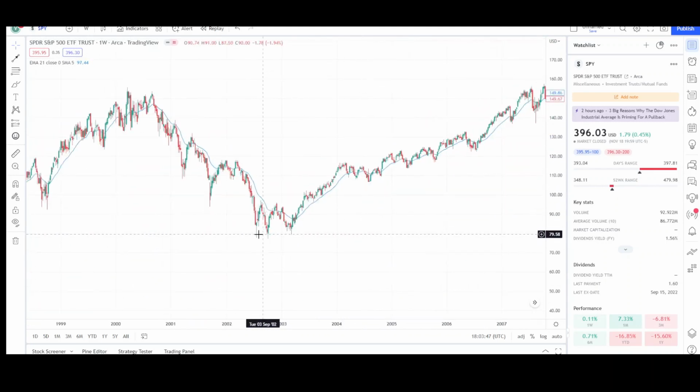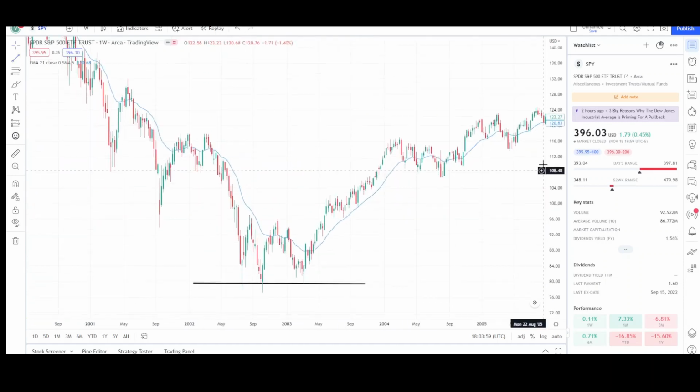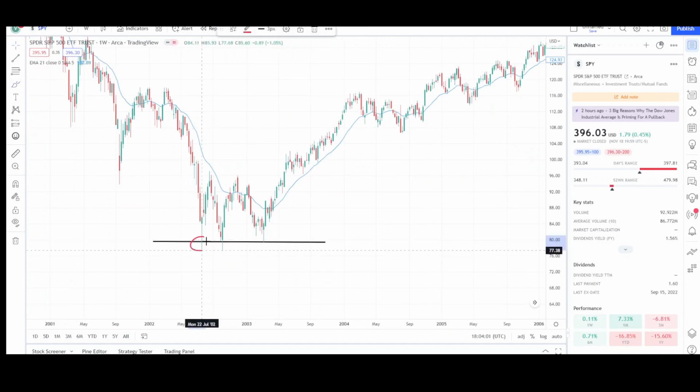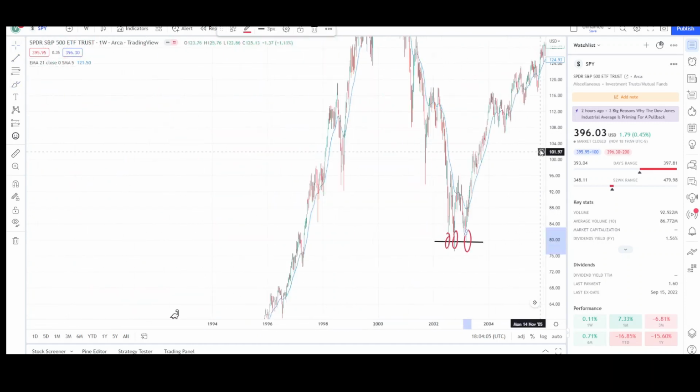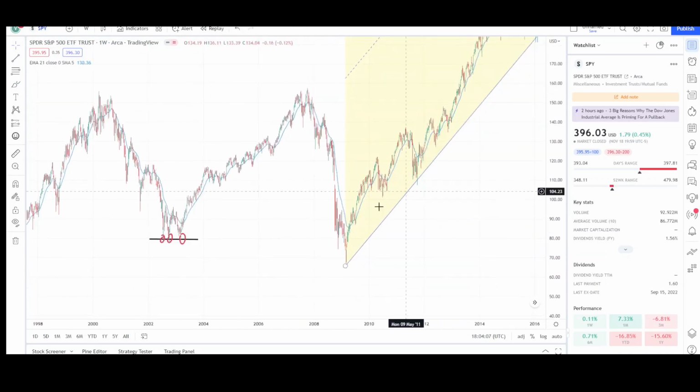So it looks like the market bottomed after the dot-com bubble crash right over here in 2002, and look at what we got. We got a triple bottom, so we had to test this level. Traders had to see this level tested three times before being confident we were reversing. So we had a triple test right there, and that led to a massive rally.